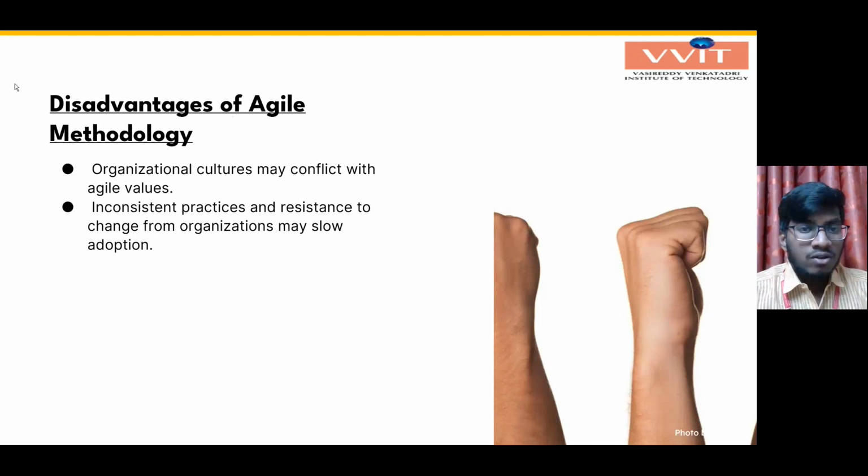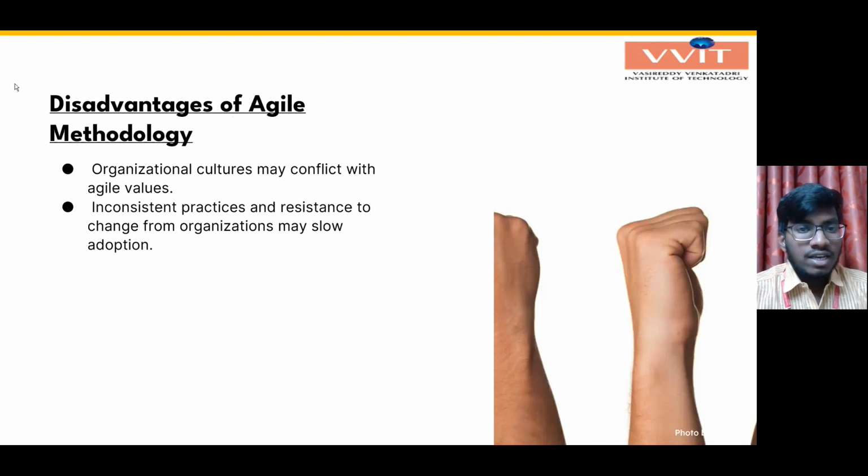So it depends on the requirement of the customer, so that the software keeps and maintains good reliability, so that each and every customer will profit. Inconsistent practices and resistance to change from organizations may slow adoption. That is nothing but resistance to change.